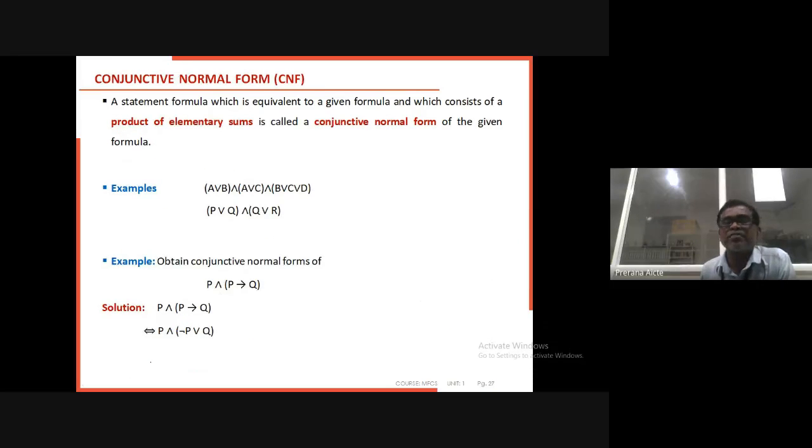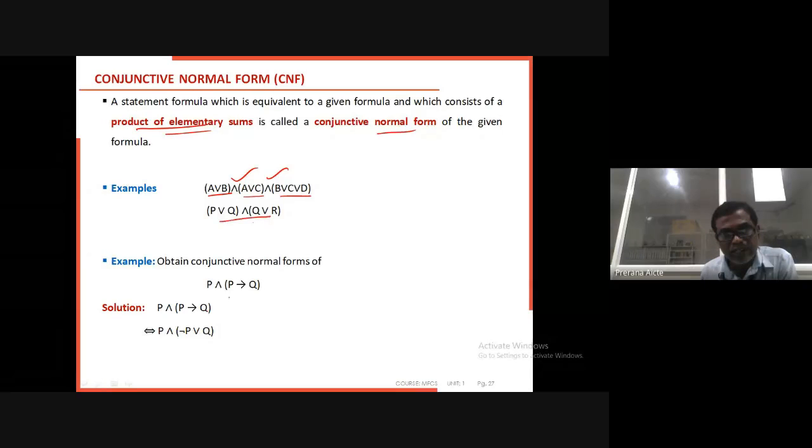Any statement formula which consists of a product of elementary sums is called conjunctive. Then we can say that it is in conjunctive normal form. Let us see the example. These are the elementary sums, and they are combined with the product. Okay, so now another example.